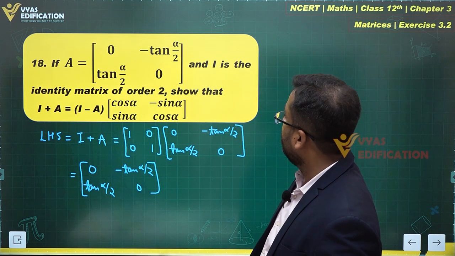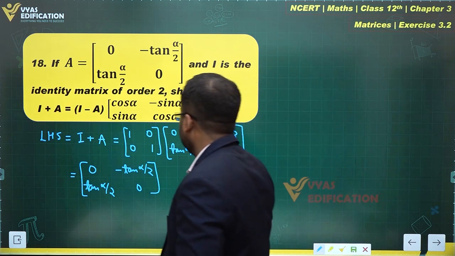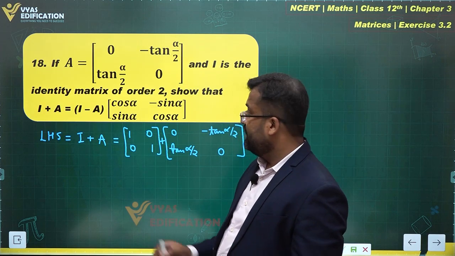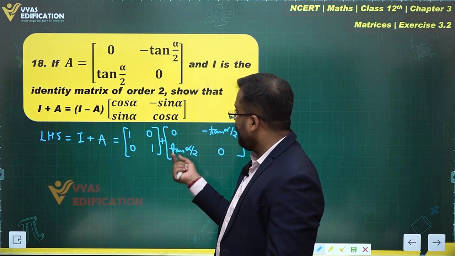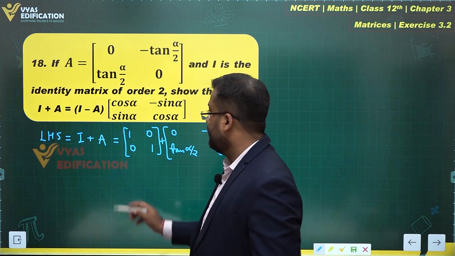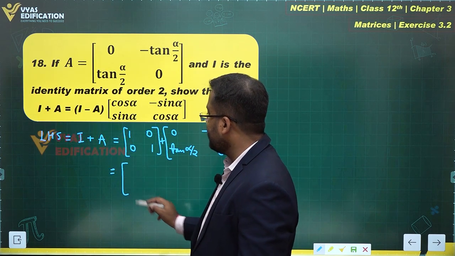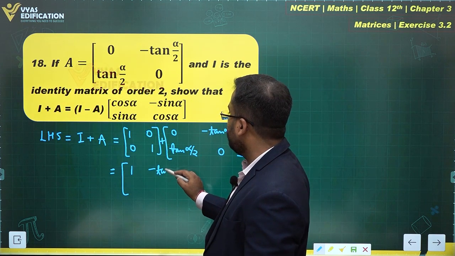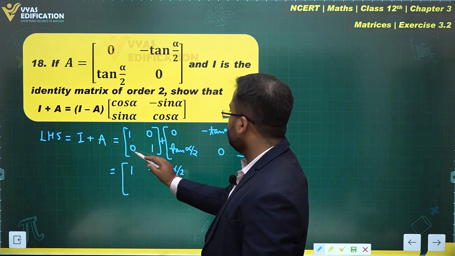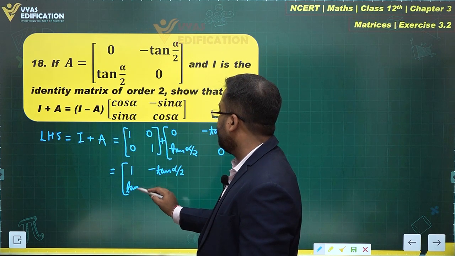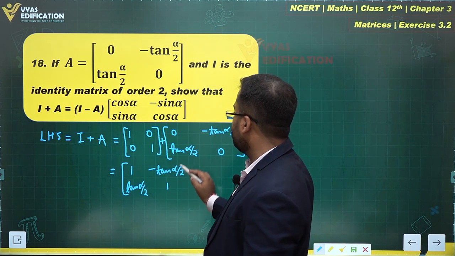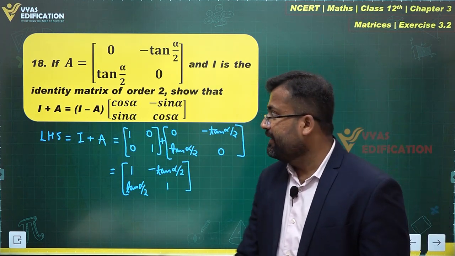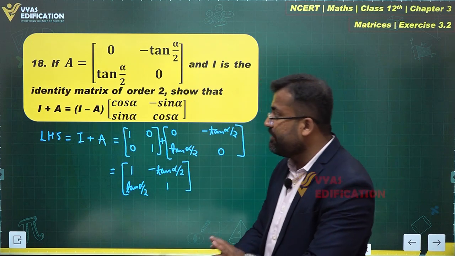Just a minute. We were supposed to find I plus A, not I times A. Oh, bad. This is I plus A. We're supposed to find I plus A in the LHS, right? We have to add these matrices, not multiply these matrices. Okay, let's add them. 1 plus 0 is 1. 0 minus tan alpha by 2 is minus tan alpha by 2. This is 0 plus tan alpha by 2, which is tan alpha by 2. This is 1 plus 0, which is 1. This is what I have, right? Sum of the matrices I and A. It's not product. Let's not miss that plus sign over there.